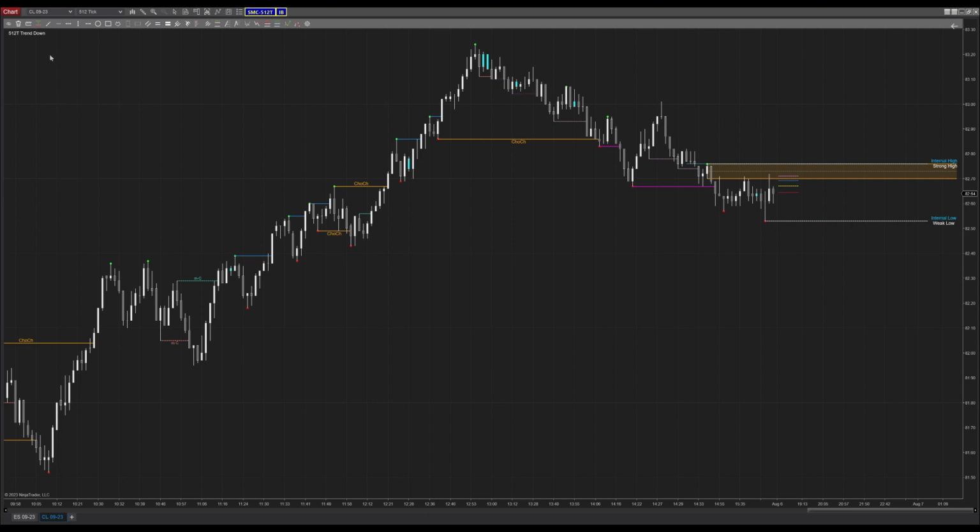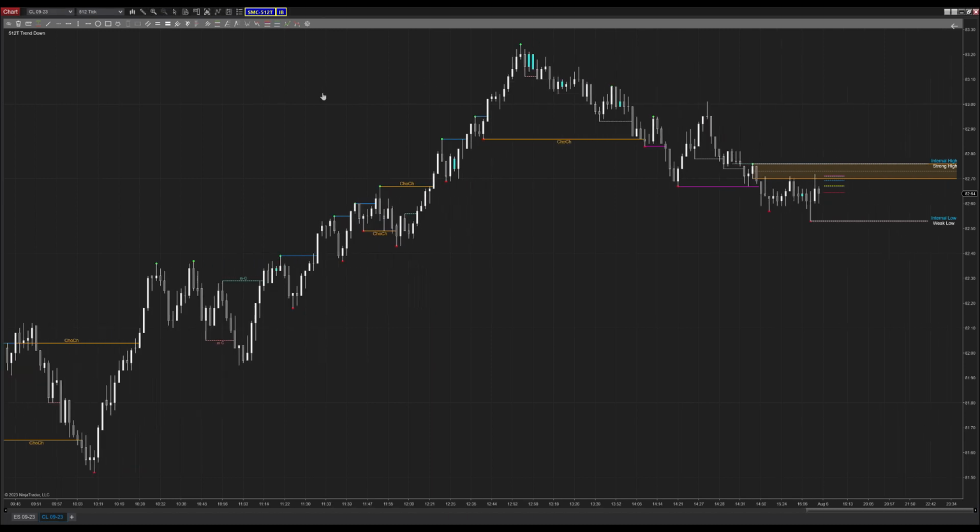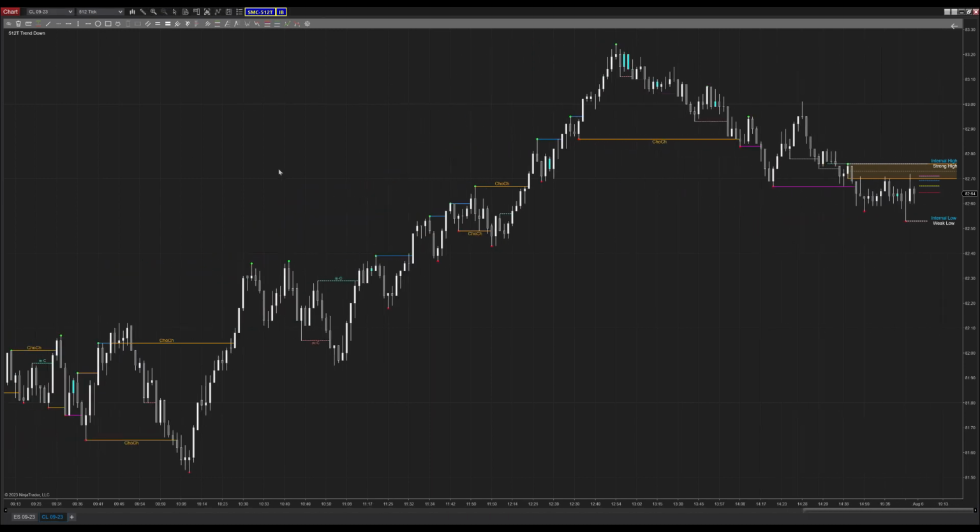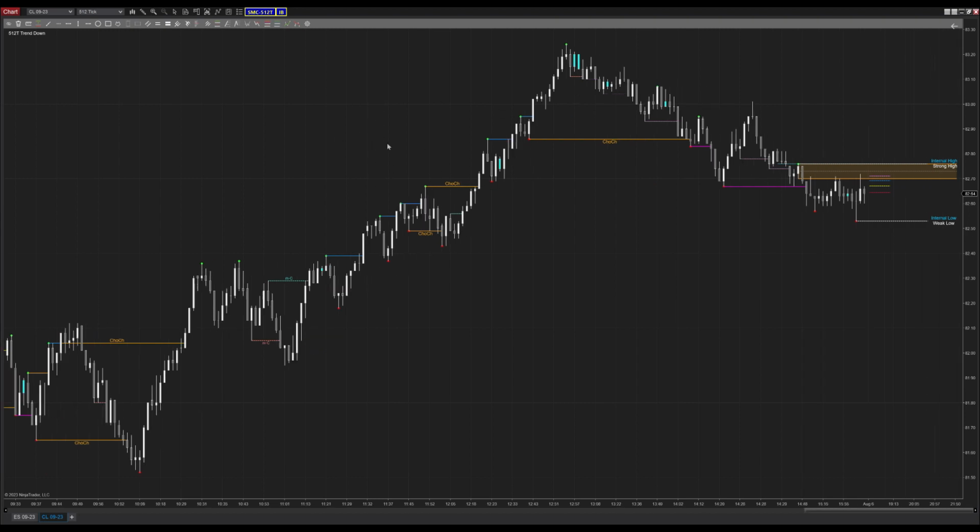Now, just in the interest of variety, I've switched over to crude. I've switched to a tick chart, a 512 tick chart. It wouldn't matter if it was time, tick, or volume. It would be applied the same way. So whatever your preference is, you can apply the market structure to it.